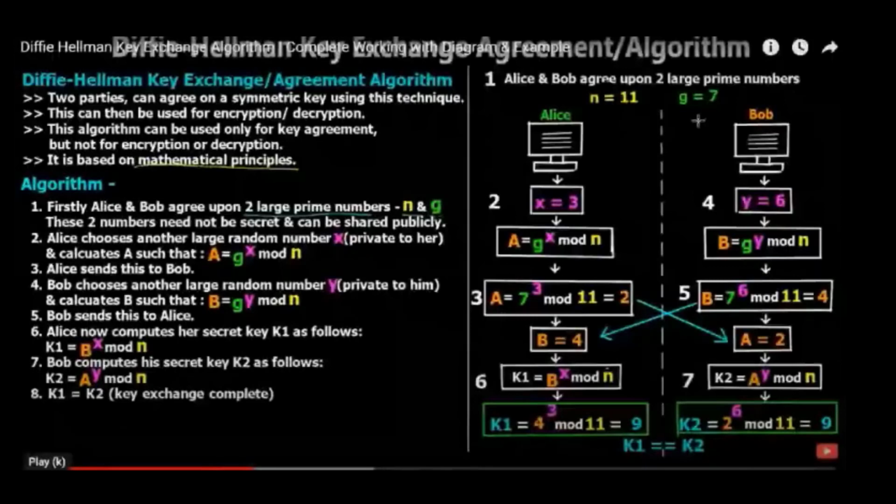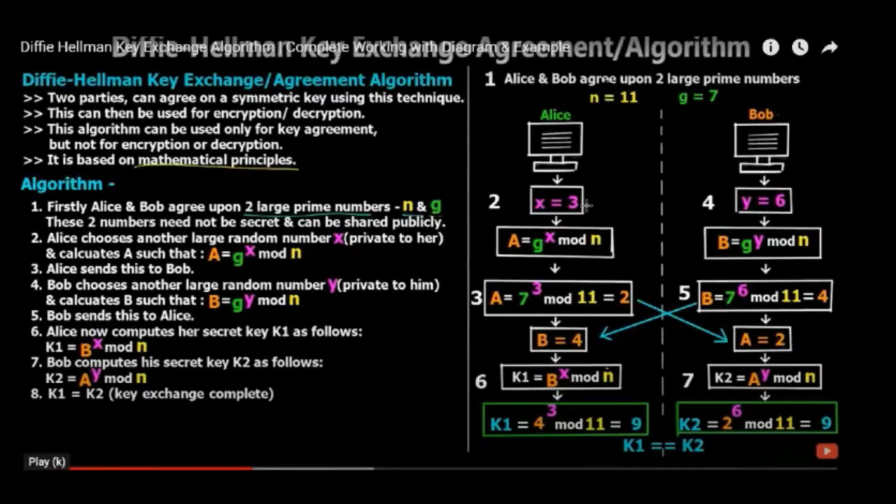Then step number 2. What is the second step? Alice chooses another large random number X. This X is going to be a private one. She is not going to share it with anyone. So Alice is selecting X, a random number, which is private, and she is not going to share it with anyone. This is the second step.